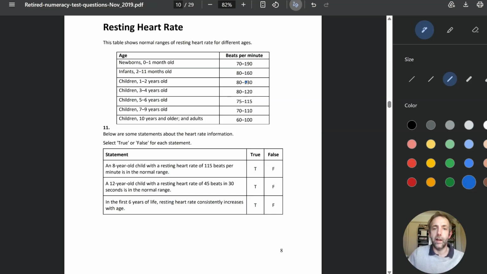So let's start looking at the statements. The first statement says an 8-year-old child with a resting heart rate of 115 beats per minute is in the normal range.